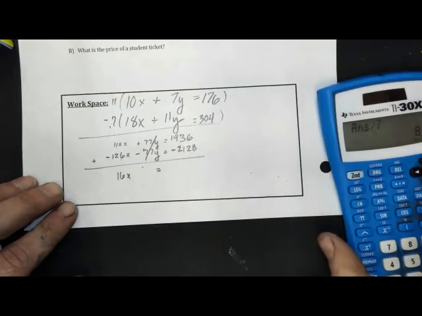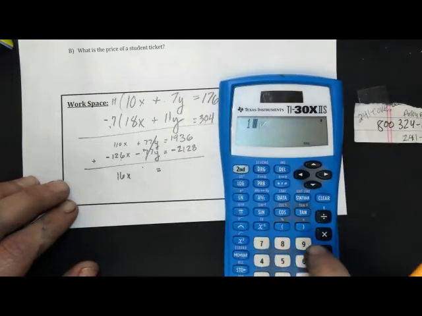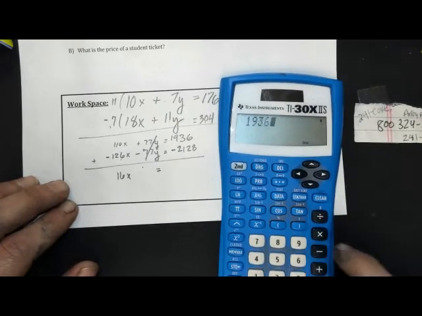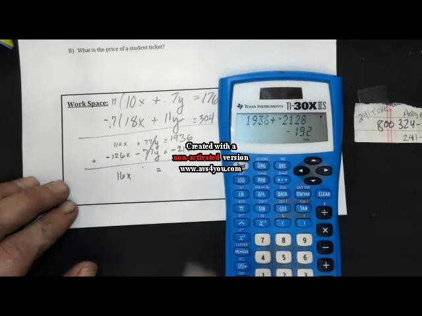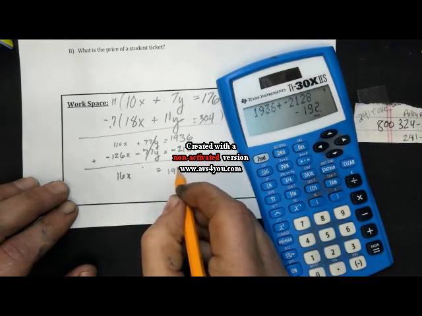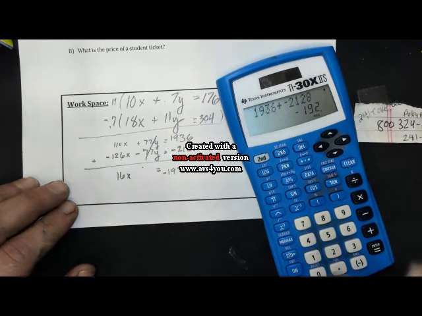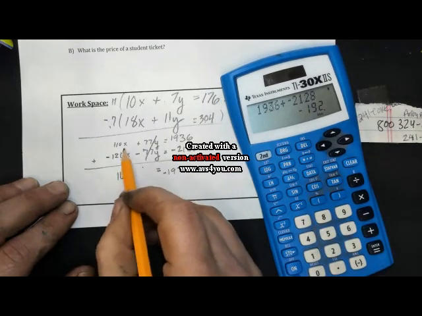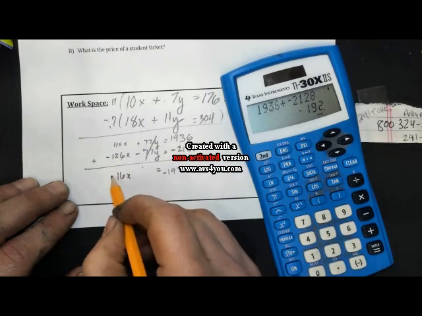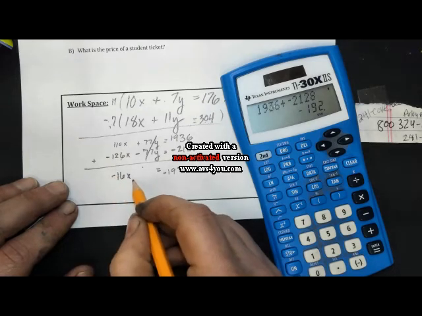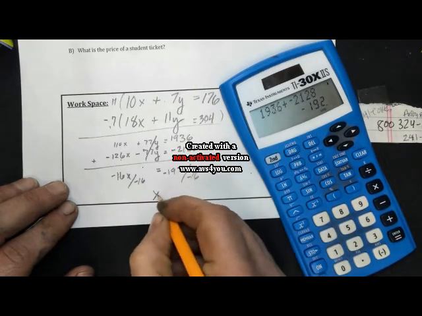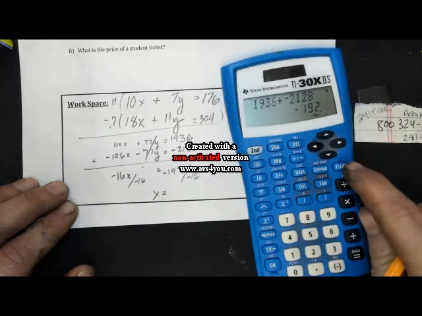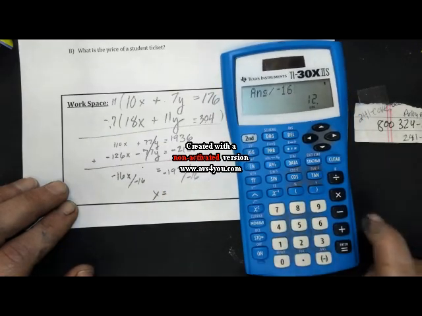Time for a little calculation here. If you were to put in your calculator 1936 plus -2128, you get -192. By the way, I made a little error here. If we take 110 and subtract 126, it's -16. Final step. Come on, solve for x, you've got to divide by -16. So x equals, yeah, I'm going to cheat, 12.